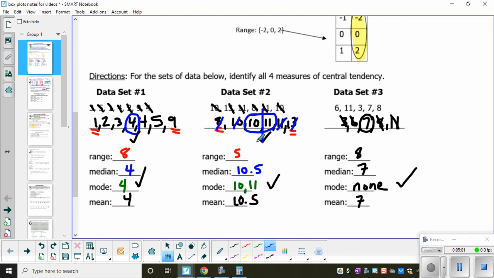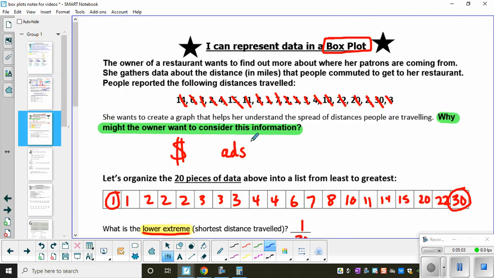That's like what the middle does. It splits it in half. So a shortcut here, I know I have 20 pieces of data, so I'm just going to count 1, 2, 3, 4, 5, 6, 7, 8, 9, 10. Halfway through the data would be right there. And I've got 10 pieces of data on this side, and I've got 10 pieces of data on this side. So 50% of the data is below my line, and 50% of the data is above my line.